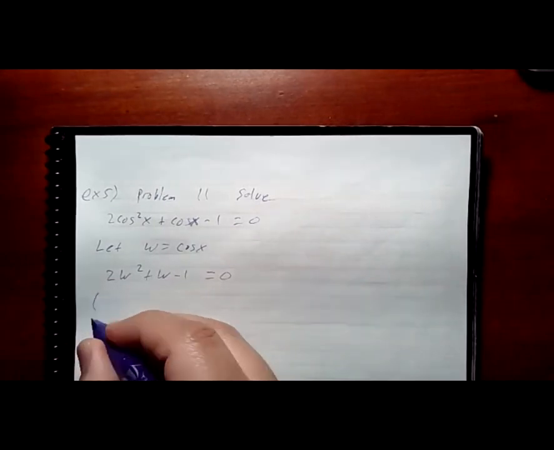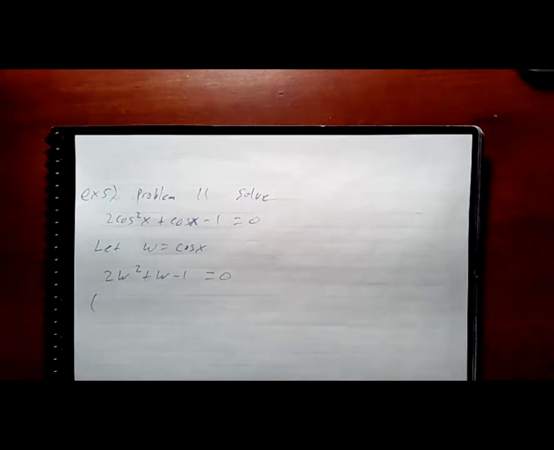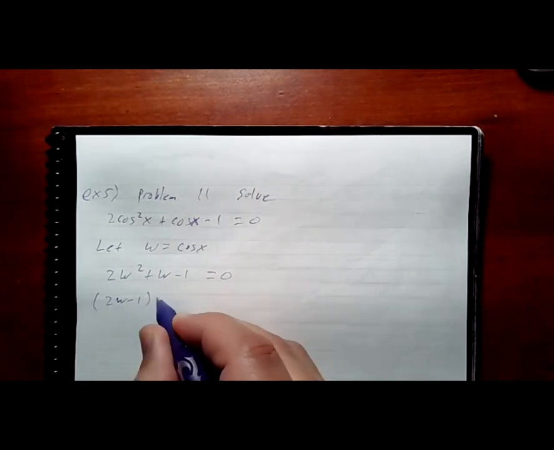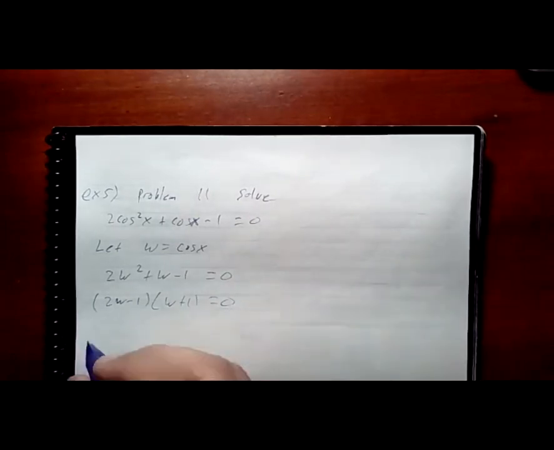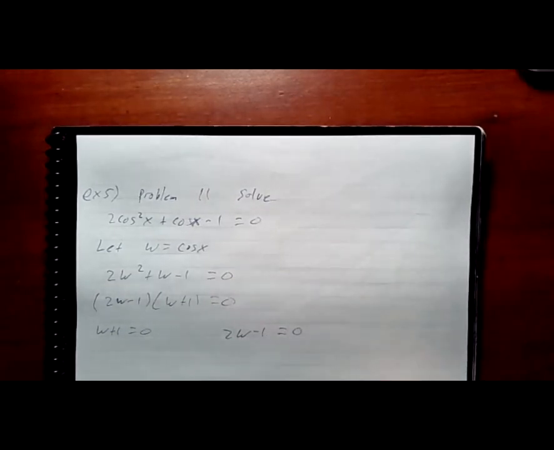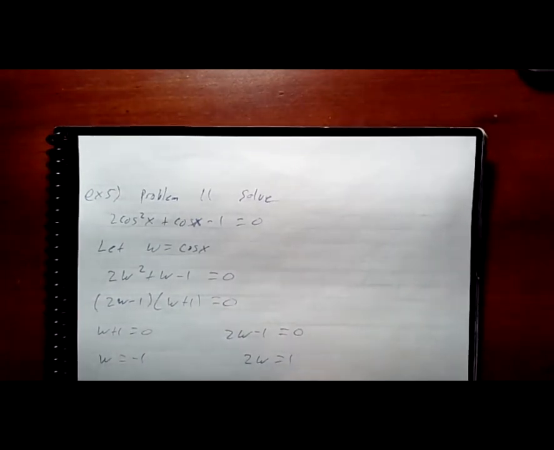So factor this, and then bring it back into cosine. And I'll skip the factoring step. You end up with 2w minus 1 times w plus 1. Once you're factored, set each part to 0. So you get w equal to -1 and 2w equal to 1, which means w is 1/2.